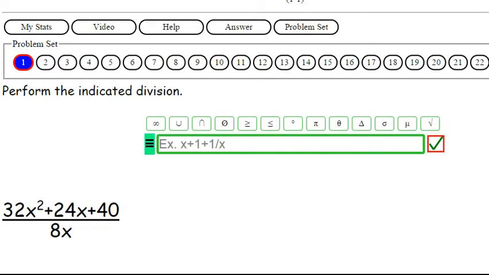And we got 32x squared plus 24x plus 40, and that's all over 8x. Got it.